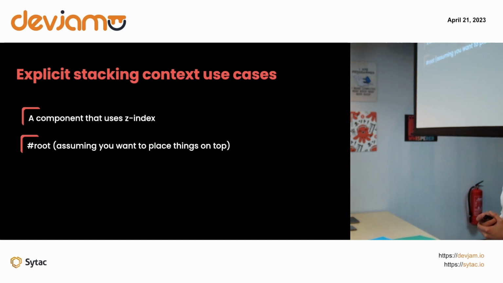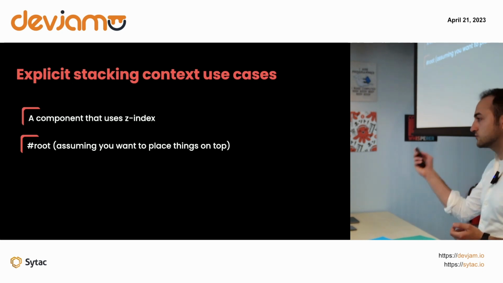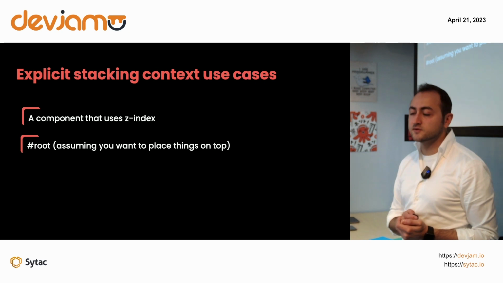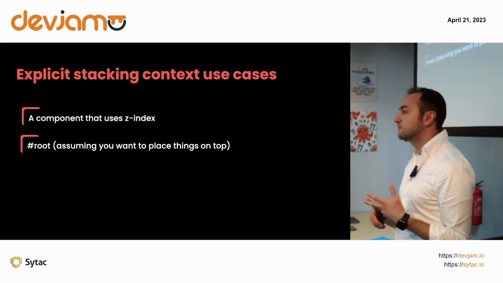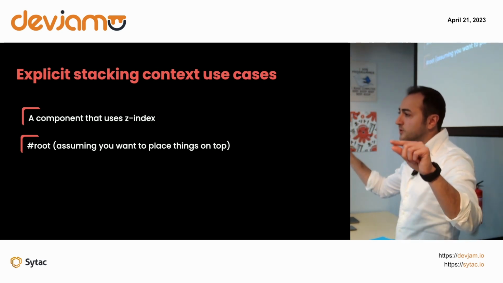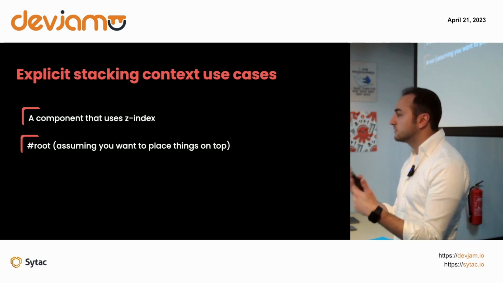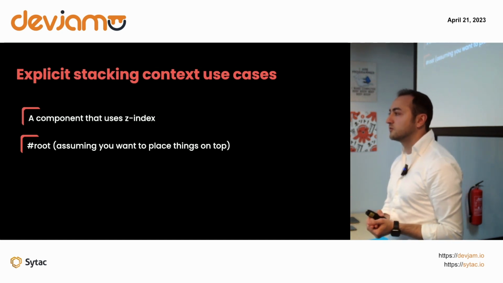The first one is a component that uses z-index. I'll show you the next slide, an example. And another example is, let's say you're using React or Angular or Vue, and you're rendering this massive application inside of your root element. And of course, you use z-index a lot in this root element.